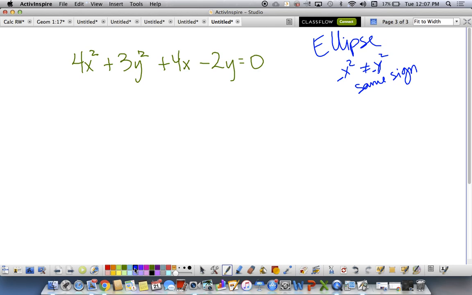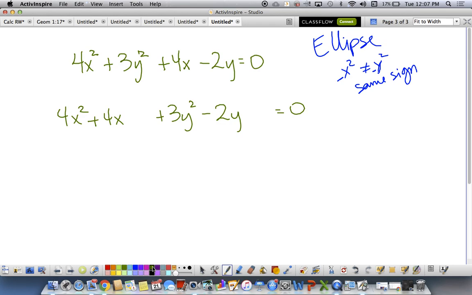All right. So could we rewrite this so we know the center of what it is? Put the x's together. We have a 4x squared plus 4x. We have a 3y squared minus 2y, and all that still equals 0.